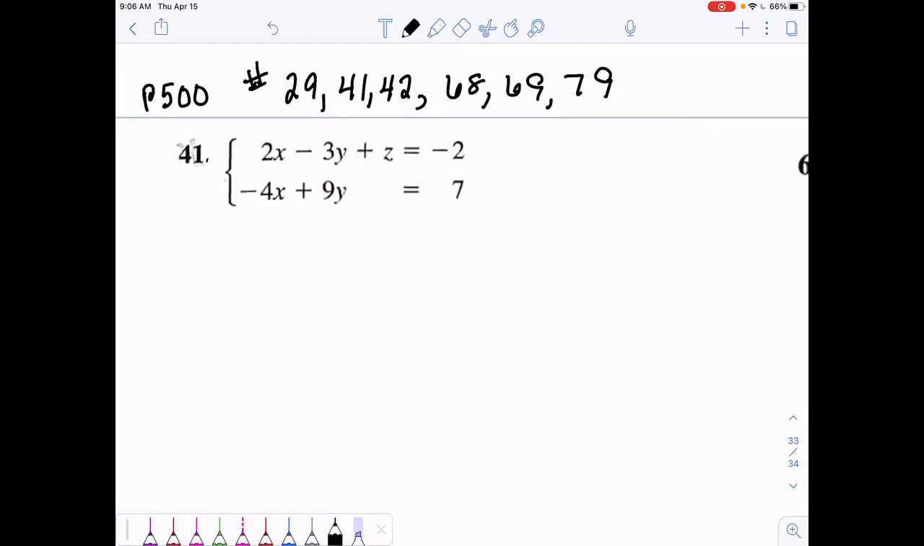Peter, why would 41 be called a non-square system? There's not any square variables. What else do you notice about the system, Peter? How many variables are there? How many equations are there? 2. So a non-square system, you're supposed to have the same number of variables and the same number of equations for it to be square. So in this case, it's considered non-square because you have 3 variables, but only 2 equations.